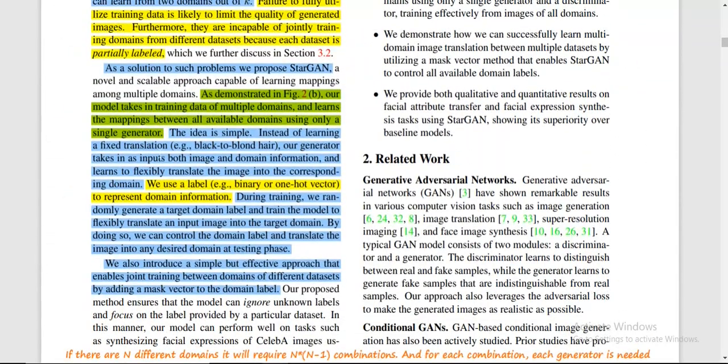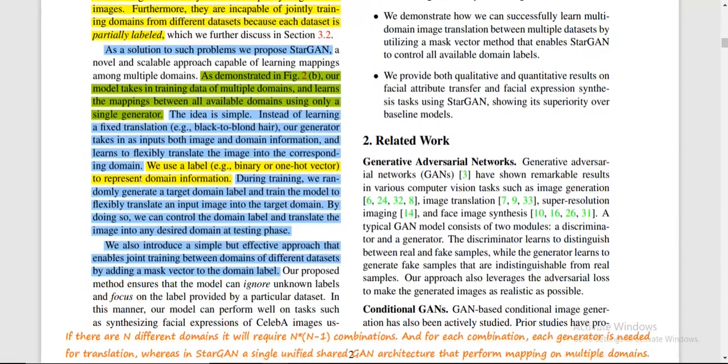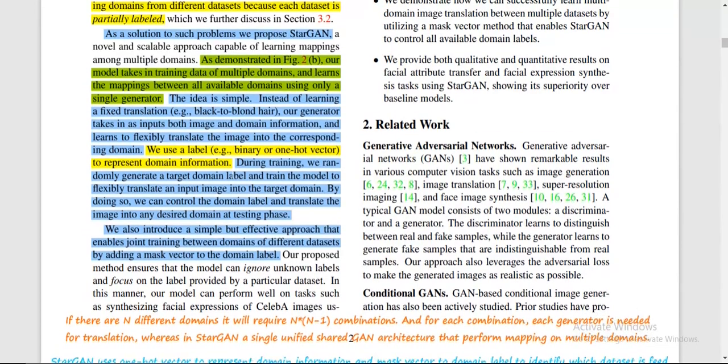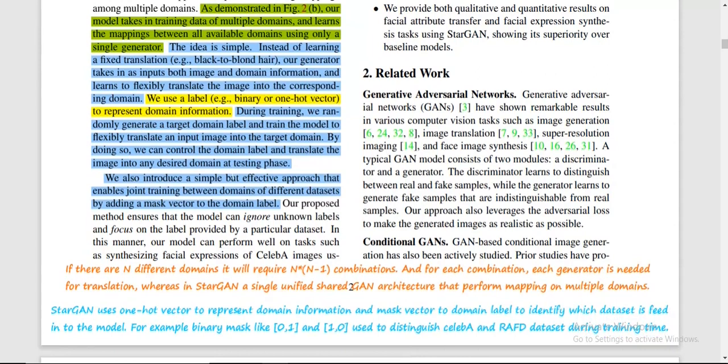So our generator takes as input both image and domain information and learns to flexibly translate the image into the corresponding domain. How do they do it? We use a label, for example a binary or one-hot vector, to represent domain information. That can be a simple 0 1 or 1 0 to represent which domain it wants to translate to.